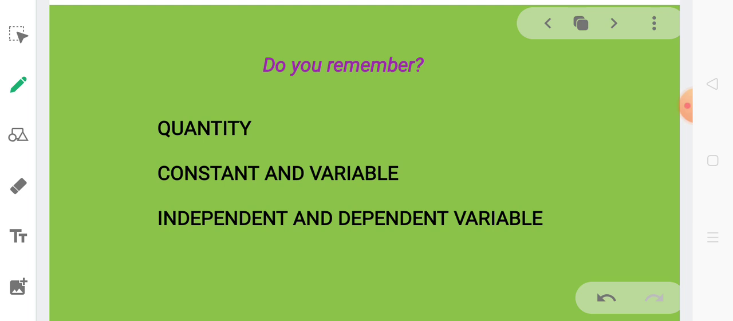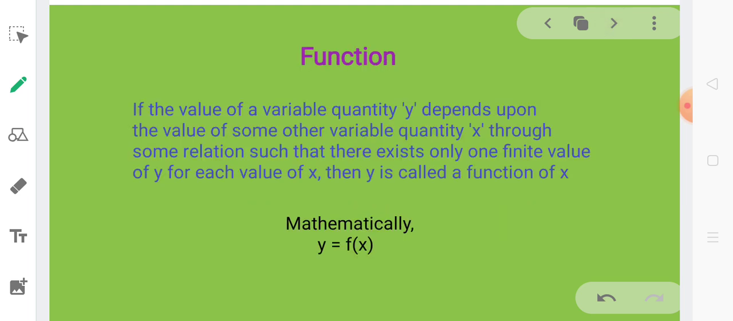For example, distance and time. If you are asked to measure the value of distance traveled with respect to time, then time will be considered an independent quantity, the independent variable, and distance will be considered the dependent variable, because you are measuring distance with respect to time. So once we have understood what is quantity, what is constant, variable, independent and dependent variable, now we can understand what is function.